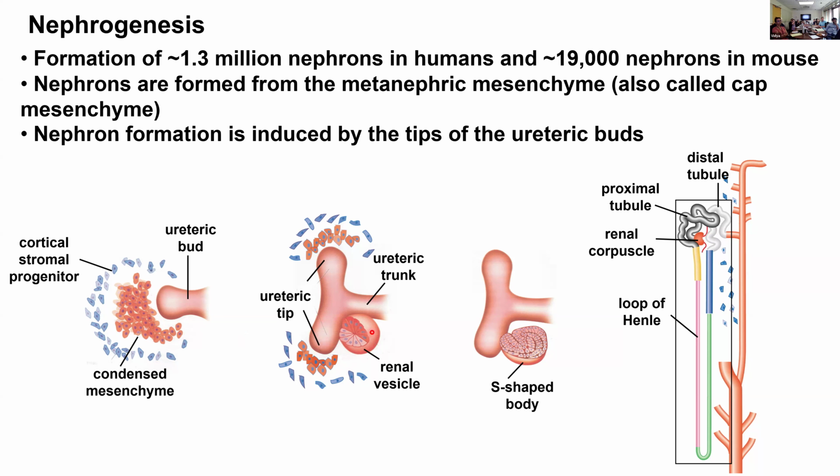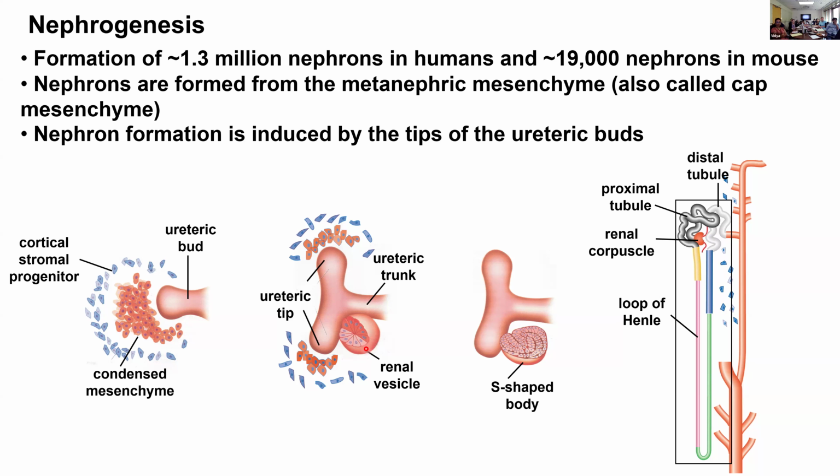Then those mesenchymal cells will undergo mesenchymal to epithelial transition. That's the opposite of tumor metastasis, where you will see EMT. This is MET, mesenchymal to epithelial transition, and that forms the renal vesicle.